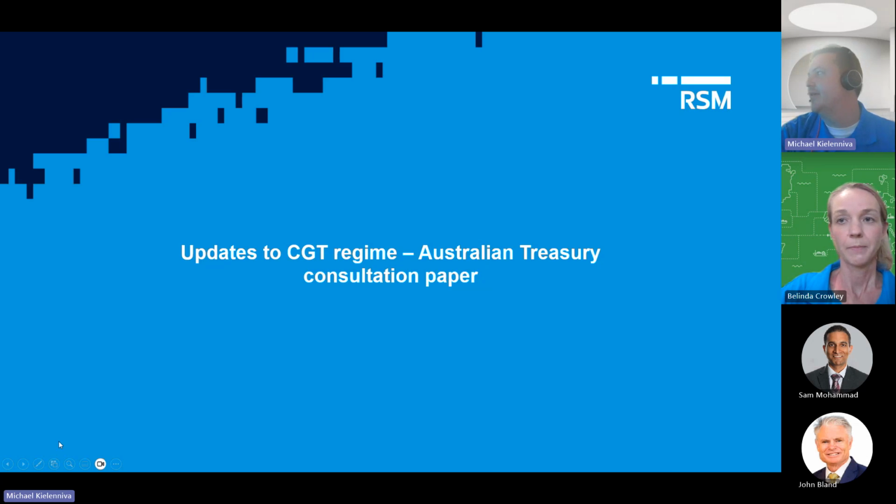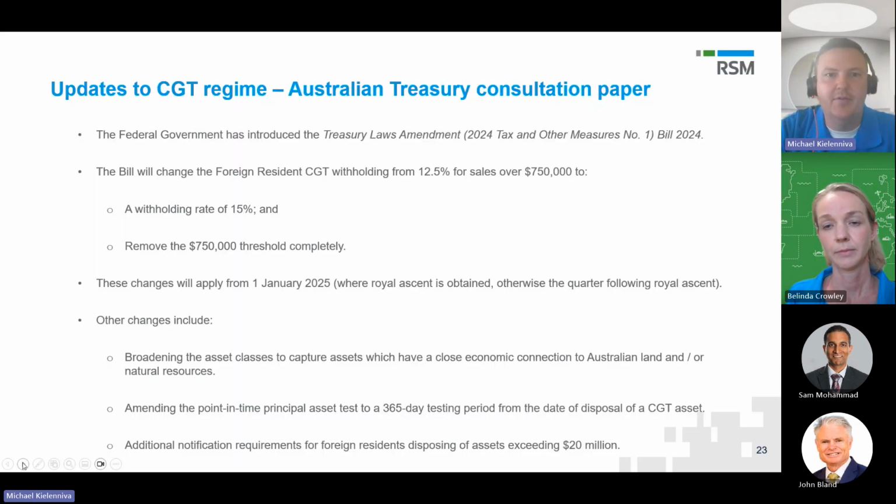Cool. I'll just chat quickly about the changes to the non-resident CGT withholding rules that are in place at the moment. So the federal government have released a bill introducing changes to the foreign resident capital gains tax withholding requirements. It'll change the foreign resident CGT withholding from 12.5% for sales over $750,000 to a withholding rate of 15%, and they're going to remove the threshold completely. So basically all sales, unless you get a clearance certificate, will be subject to some form of withholding.